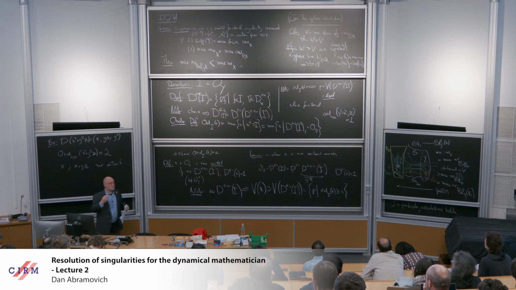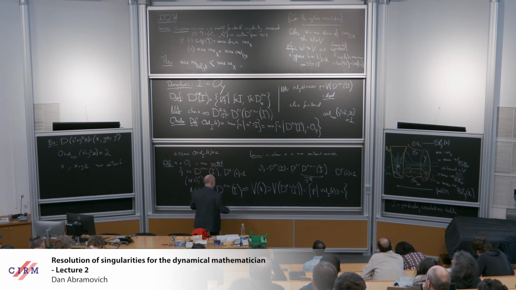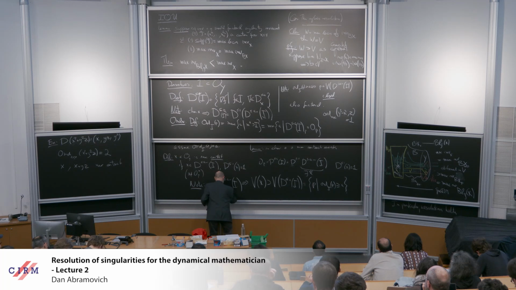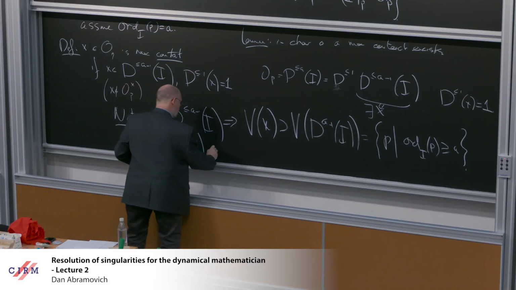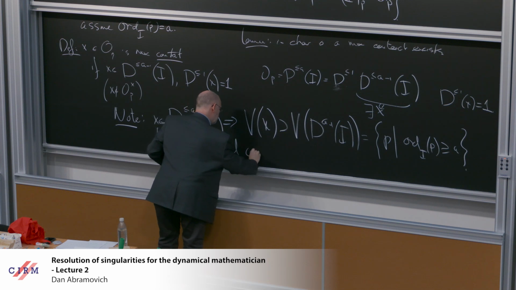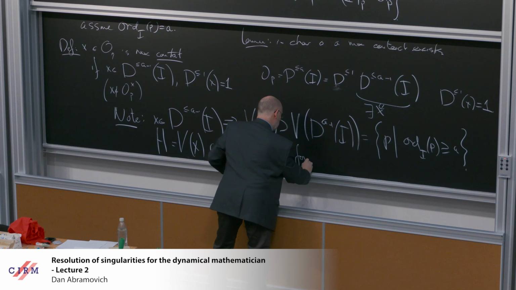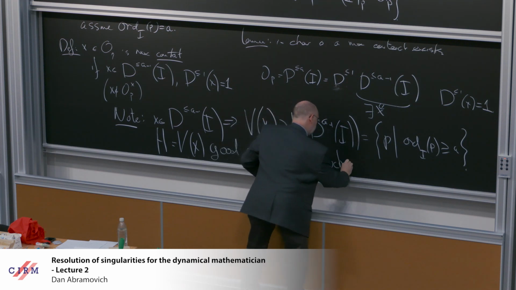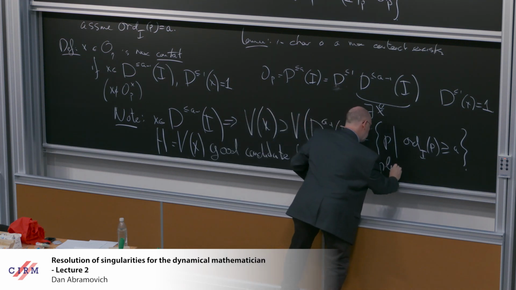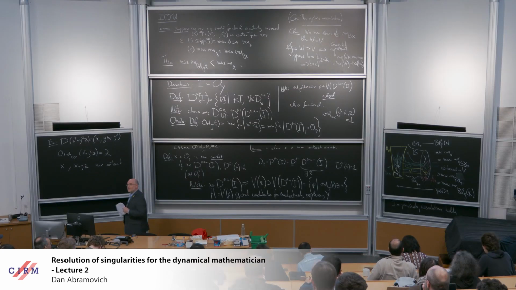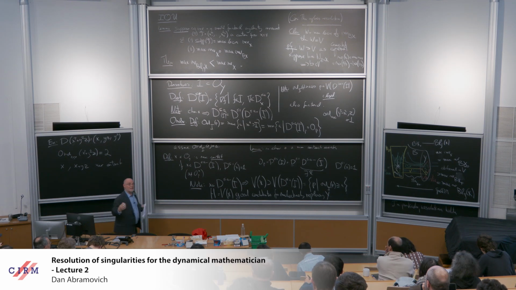So the vanishing locus V of x, H, is a good candidate for inductively replacing the ambient space Y. I also need a good candidate to replace x itself, or at least the ideal of x.